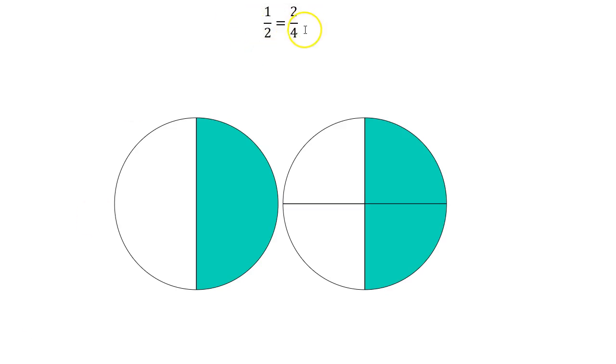1/2 equals 2/4. What does that mean, though? We know mechanically we can get that by multiplying the top and bottom of this fraction by 2, but it's important to be able to visualize what that means.